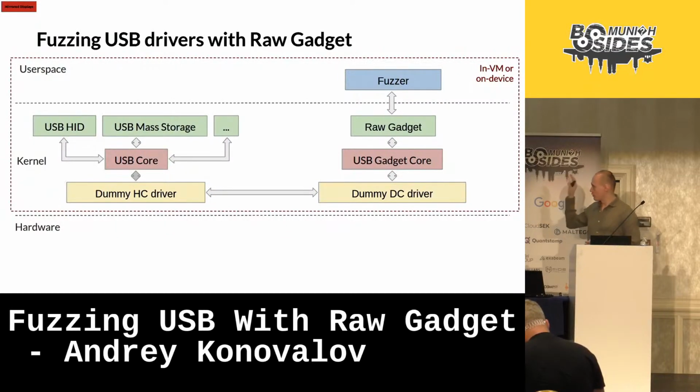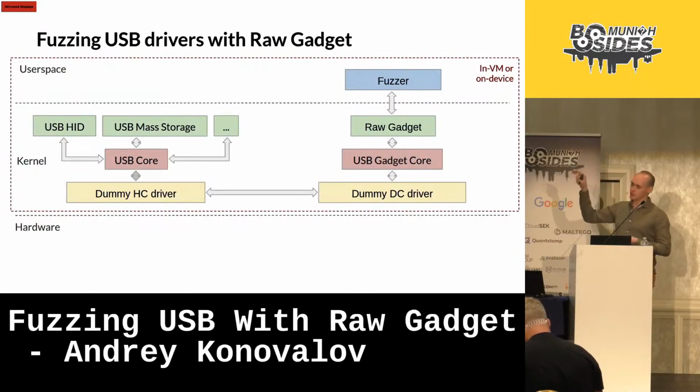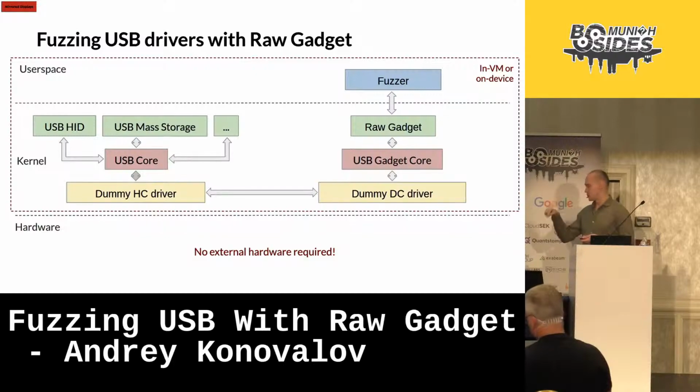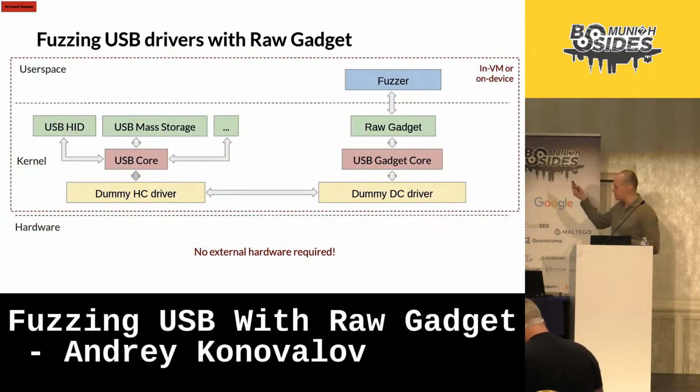And this is actually the key slide of my talk. So we have our fuzzer running as a user space application. We use Raw Gadget to emulate arbitrary USB devices. We use the dummy drivers so that the USB devices this fuzzer emulates are going to be connecting to the very same kernel the fuzzer is running on. And this way, you can do fuzzing inside the virtual machine, or you can take an Android phone and just run Raw Gadget and the virtual dummy drivers inside. And you don't need any external hardware. You're going to be fuzzing on an Android phone internally, and you're going to be reaching USB drivers from within the kernel.